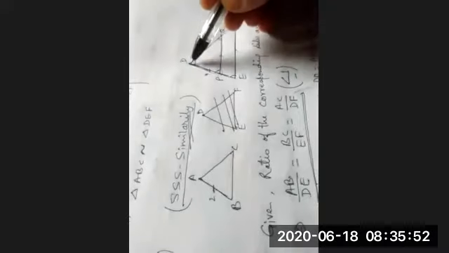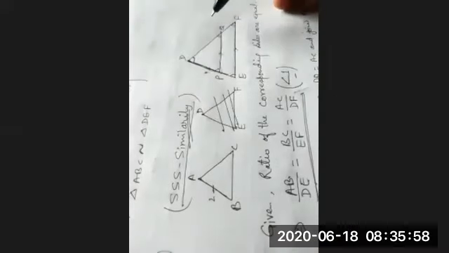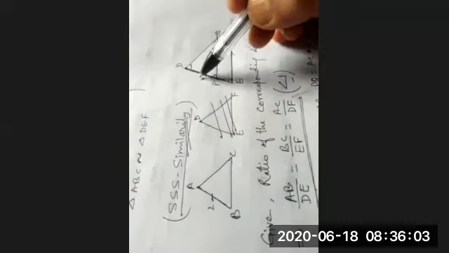Now, by similarity you can write that DP by DE is equal to PQ by EF. Yes or not? See here, yes, DP by DE is equal to PQ by EF. Yes, two corresponding sides.